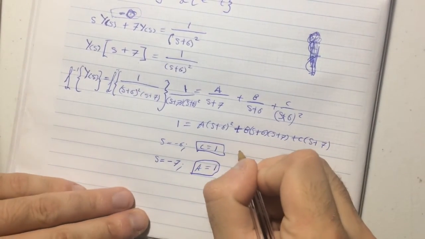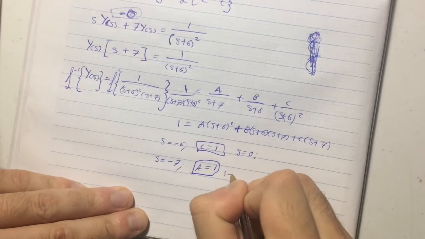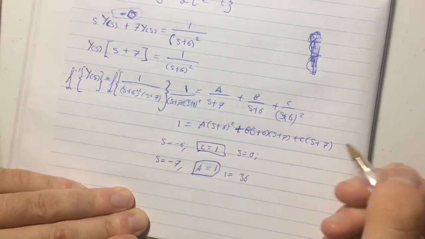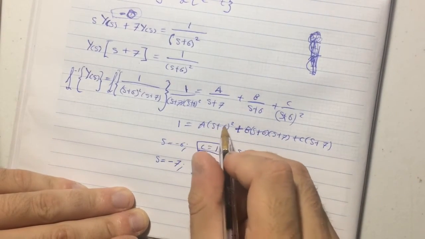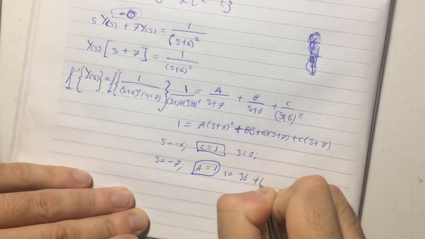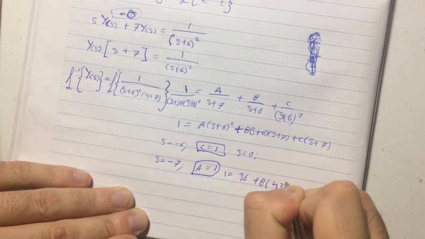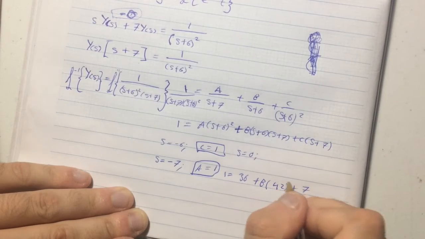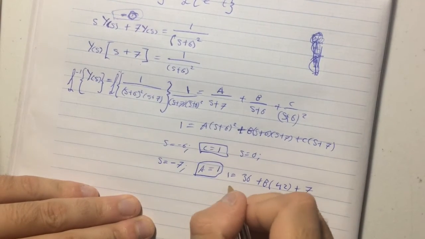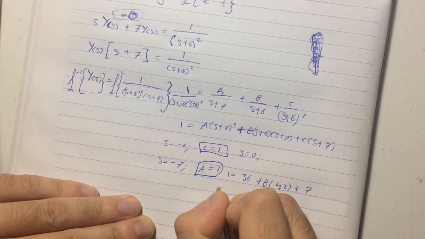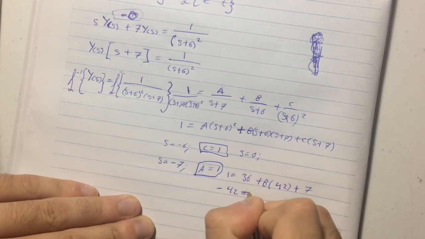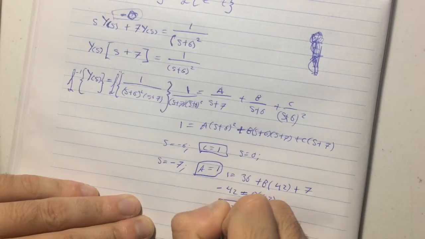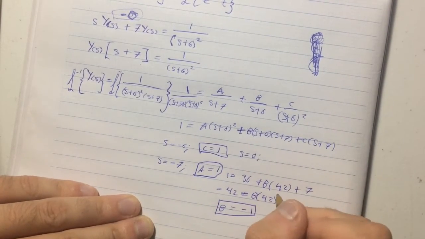So if we want to solve for B, we're going to let s equal 0, so 1 is equal to 36, and because A is 1, we don't even need to worry about putting that at the front. 0 plus 6 squared is 36, plus B times (0 plus 6)(0 plus 7), which is 42. So 1 minus 36 is minus 35, which equals B times 42. That means B is equal to minus 1, because minus 42 divided by 42 is minus 1.